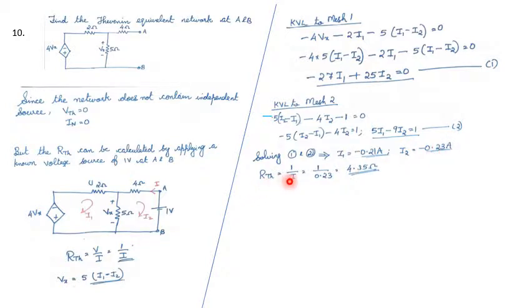And RTH is V divided by I. That is equal to 1, V is 1 volt, 1 divided by I. I is this current. We got I2 is equal to minus 0.23. So we can write I is equal to 0.23. Then draw the Thevenin equivalent circuit with VTH is equal to 0 volt and RTH as 4.35 ohms.